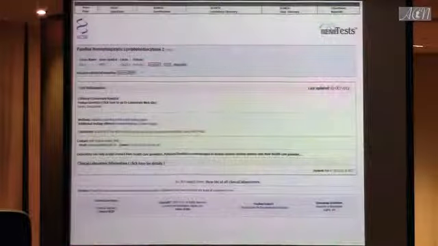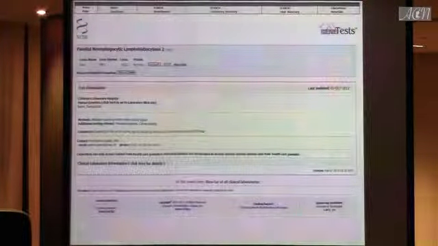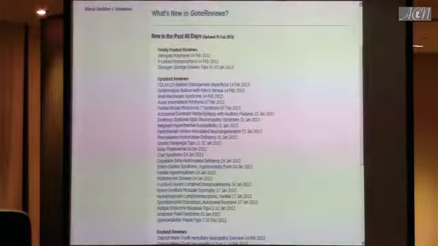This website, I use it all the time. Everybody uses it all the time. Another feature which I love about this website, you can see what is new in GeneReviews. It is a moving target. Genes and genetic disorders are a moving target.